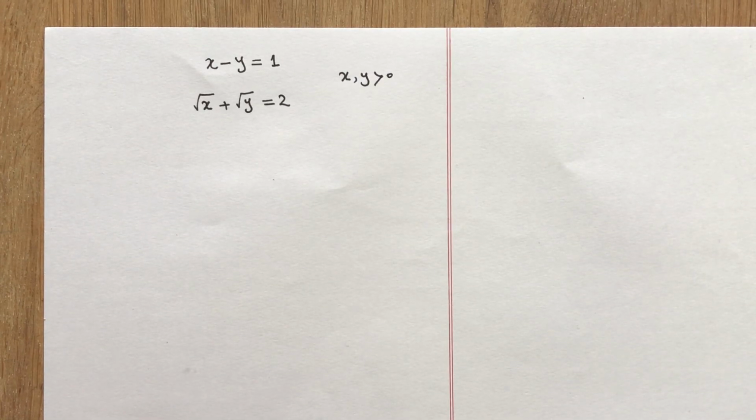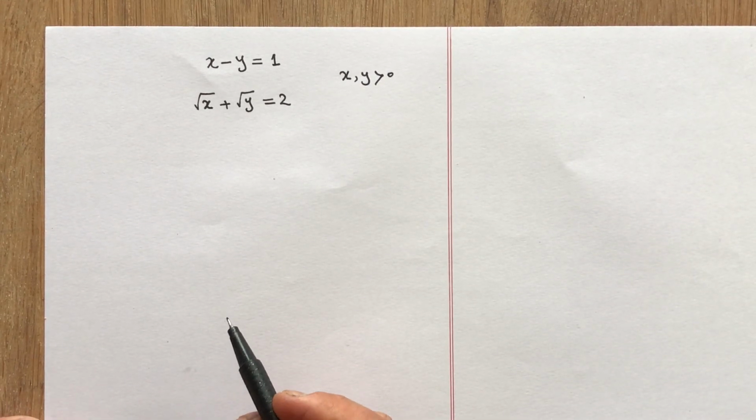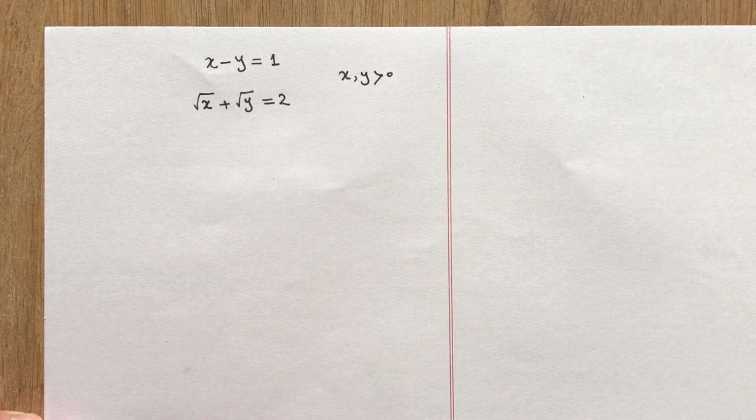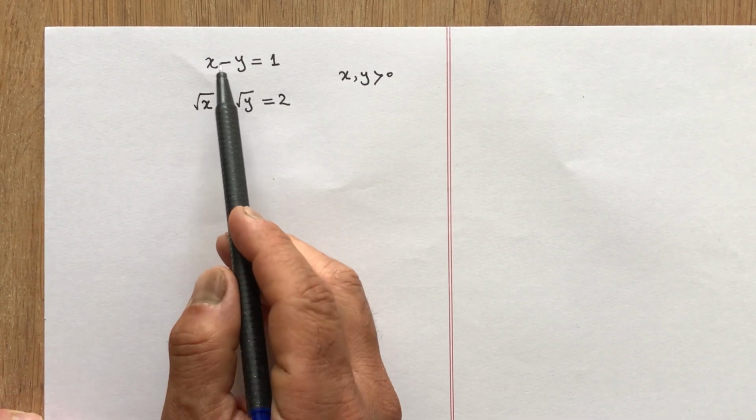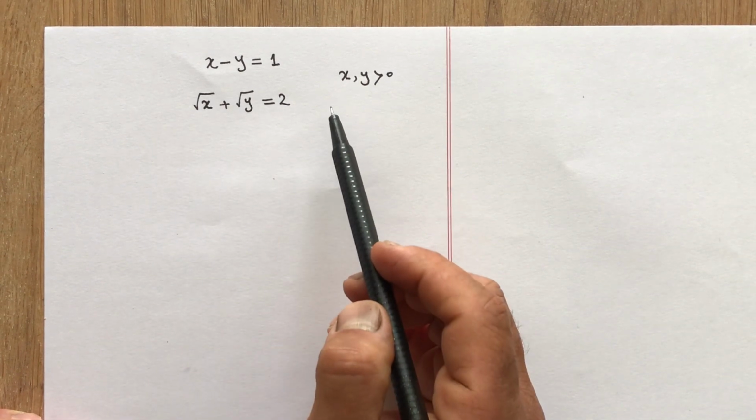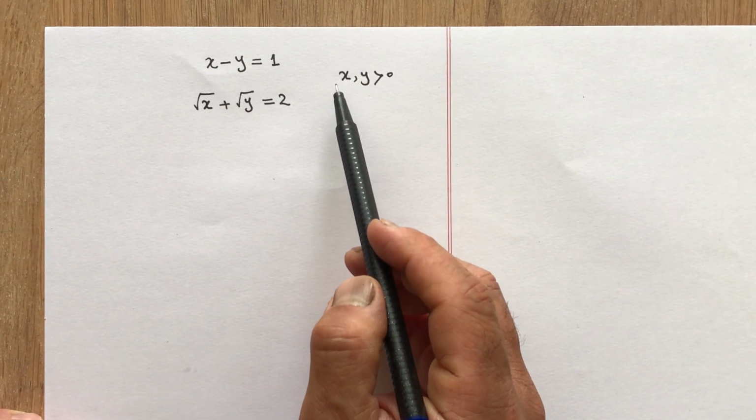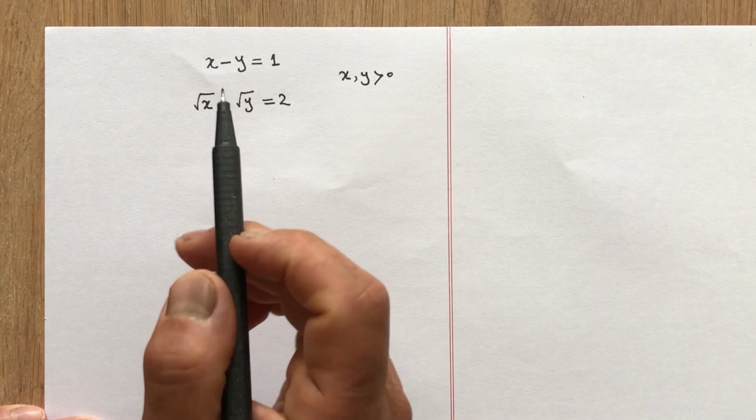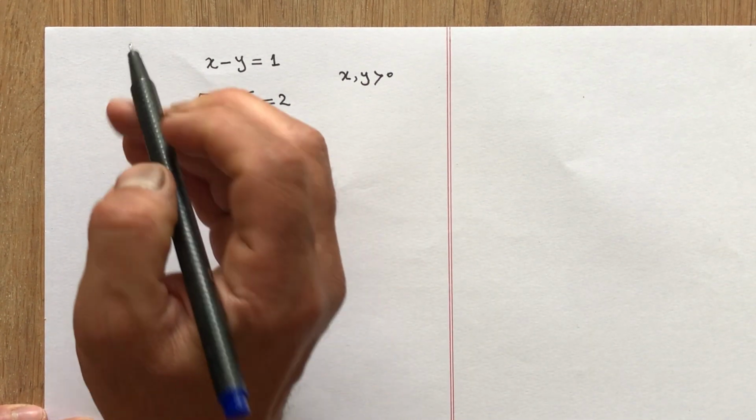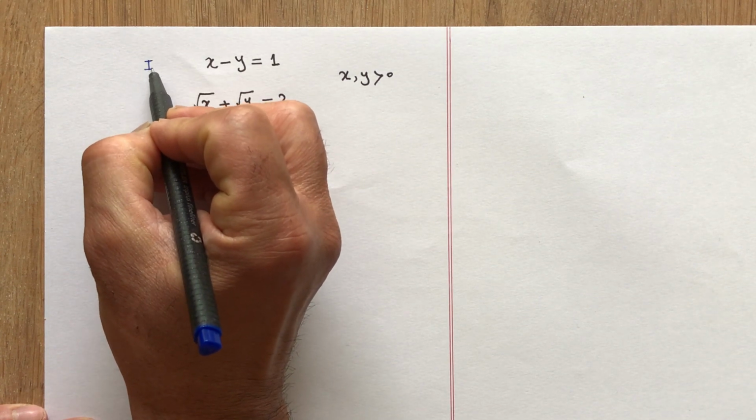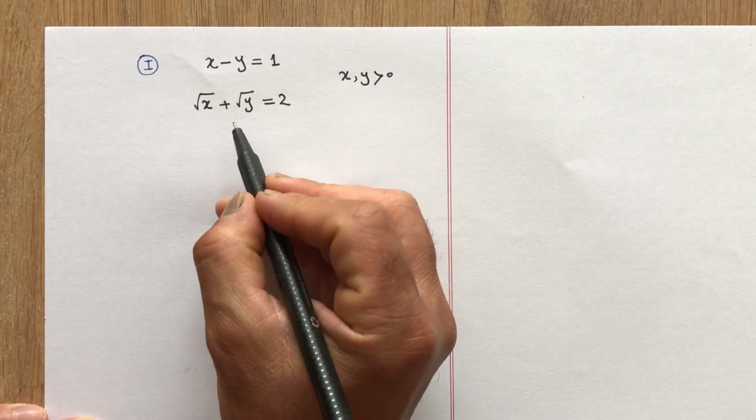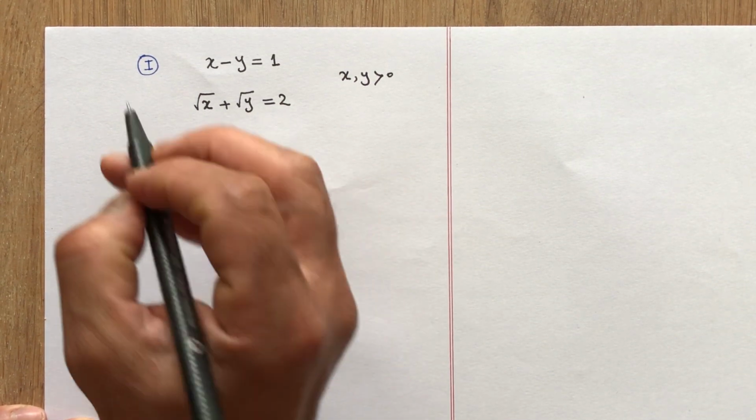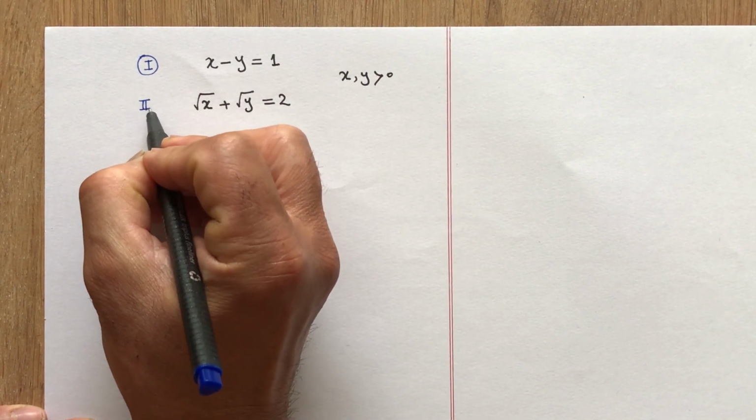Hello everyone. We have two equations in a system of equations and we want to find x and y, both of which are supposed to be positive. The first one is a linear equation, I call it equation 1. And the second one is a radical expression and I call it equation 2.